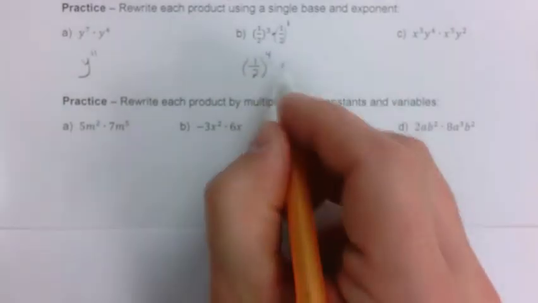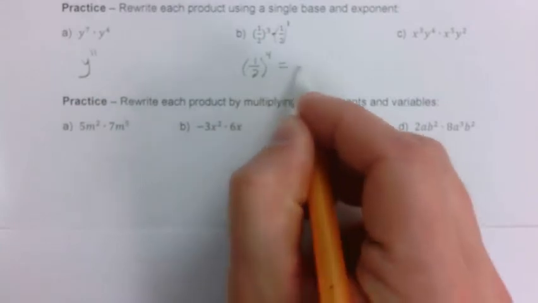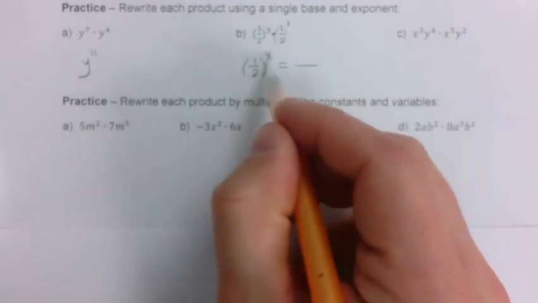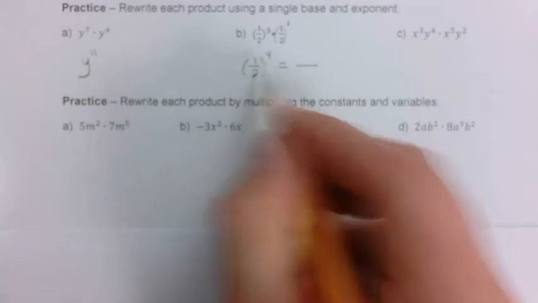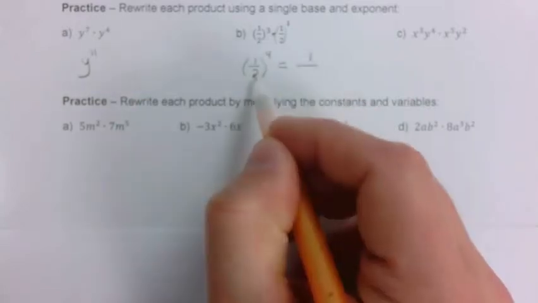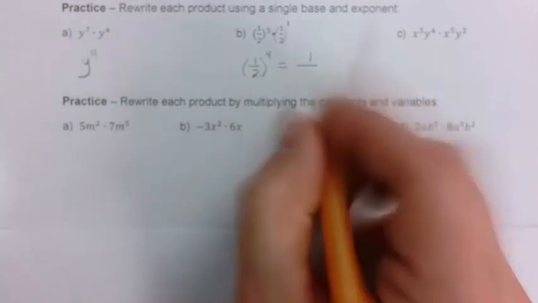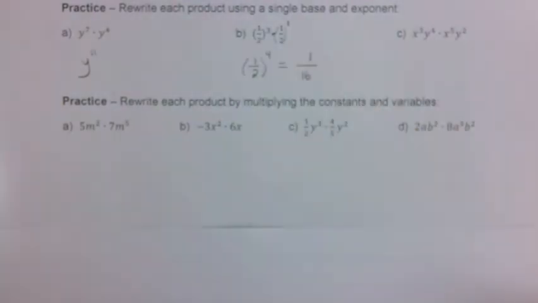If I wanted to, I could go ahead and evaluate this. That's going to be the same as 1 to the fourth power. Well, 1 times 1 times 1 times 1 is 1. And 2 to the fourth power: 2 times 2 is 4, times 2 is 8, times 2 is 16. So this would be equal to 1/16 if I evaluated it.